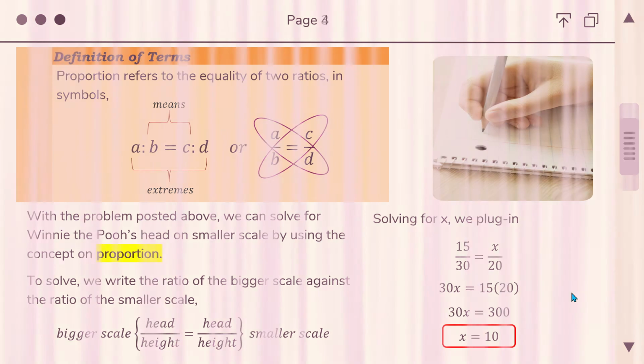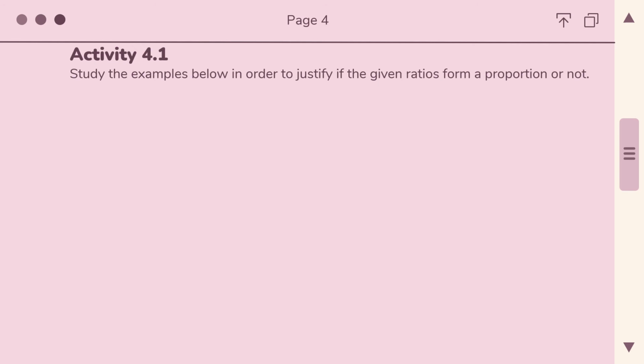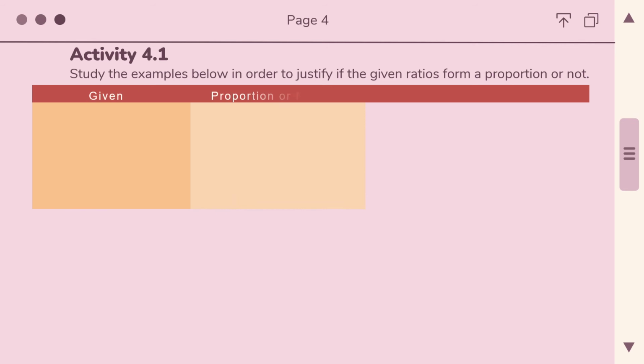Okay, so to give more ideas of this topic on proportion, we'll have these two short activities. The first activity, we shall study the examples below in order to justify if the given ratios form a proportion or not. Okay. We have given on the first column, followed by the second column if it is proportion or not. Then our justification on the third column. First item, 5 over 7 is equal to 10 over 15. How do we know if this is a proportion or not? It is not a proportion.